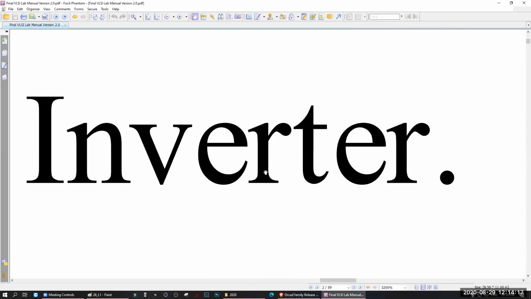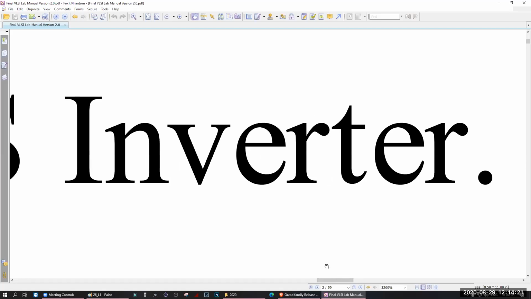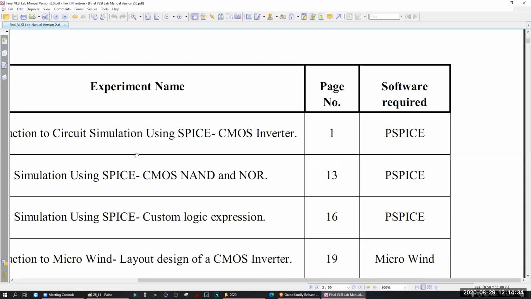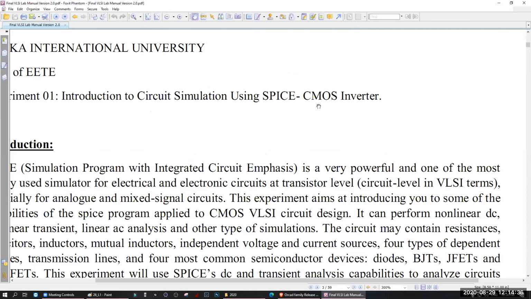Inverter. What is an inverter? An inverter is a thing that inverts the logic. It is actually a NOT gate, nothing else. What does it do? It actually inverts the logic. 1 becomes 0, 0 becomes 1. So let's go to the page.